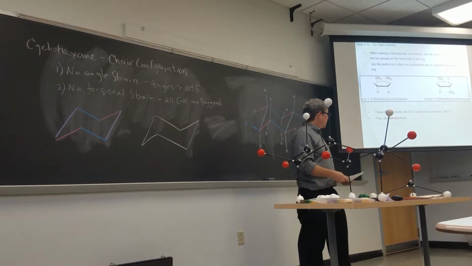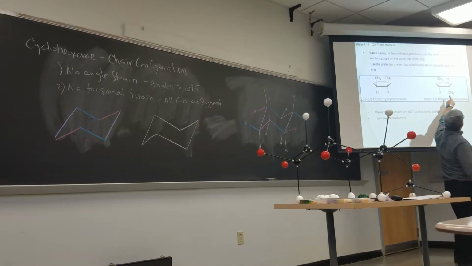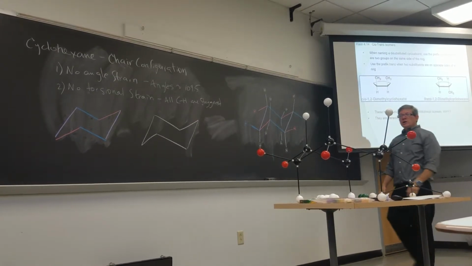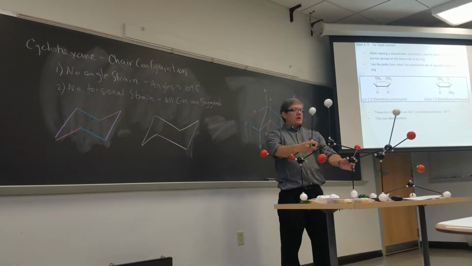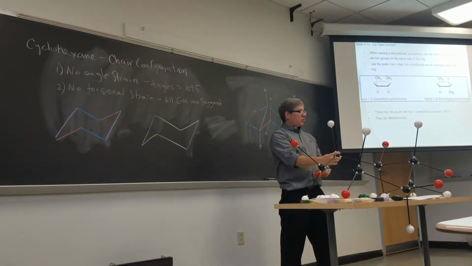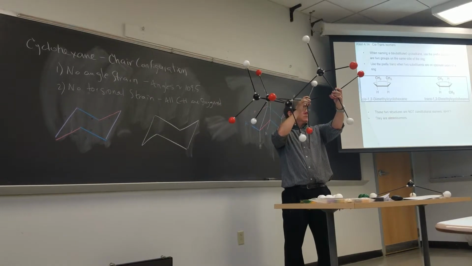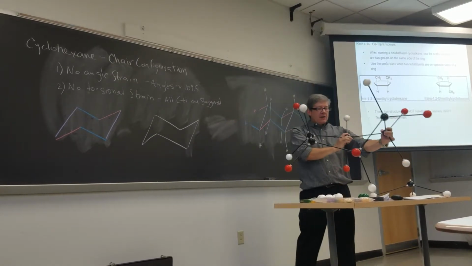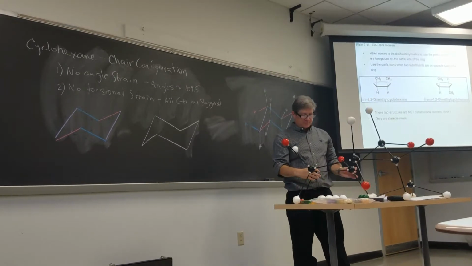And just mention that we also have this trans configuration. So cis is when our substituents are on the same side. So if I'm looking at this substituent and this one, right now they're both up. If I'm looking at this orange ball and this orange ball, one is up and one is down. So when one is up and one is down, they're on opposite sides, right? We call that trans.